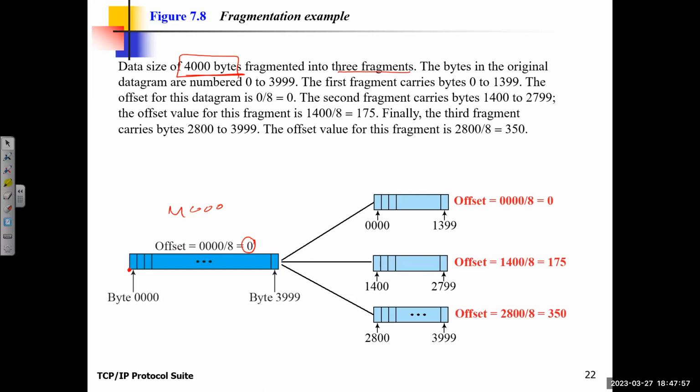Let's say my MTU is 1,400. So what is the first fragment? From 0 to 1399, correct? Because we start from 0. And how do you find the offset? Simply, you divide the initial one by 8. What's that offset? 0. Now, what is the next fragment? From 1400, you just increase by 1, and you add 1,400. So how much? 2,799. What is the offset? Simply you take the first point.